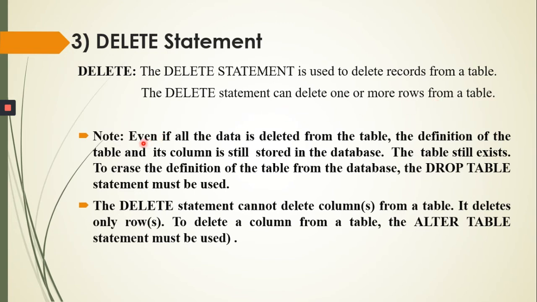Now listen carefully. Even if all the data is deleted from the table, the definition of the table and its columns is still stored in the database. We are deleting only rows. The table still exists. To erase the definition of the table from the database, the drop table statement must be used, and I have explained drop table in a previous lecture. So what is the meaning of this? The data is deleted from the table, the definition of the table is still there, and the columns are still stored in the database.